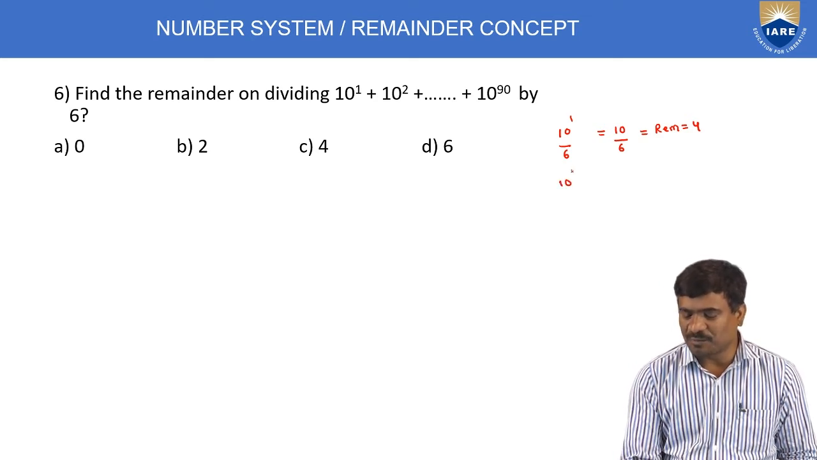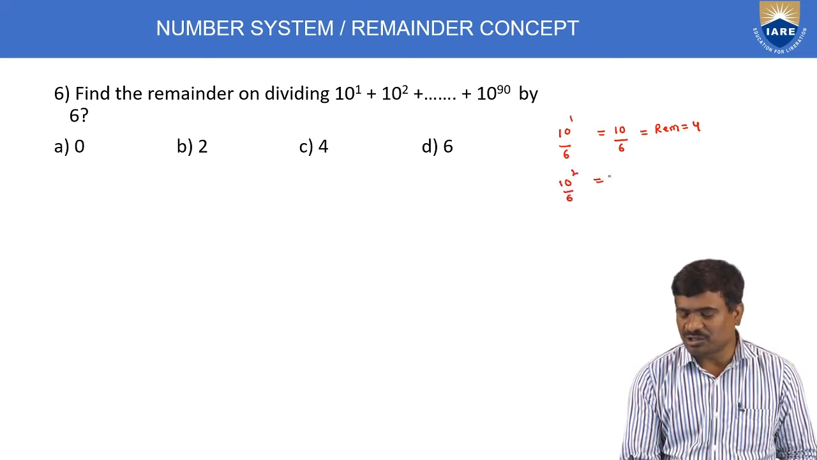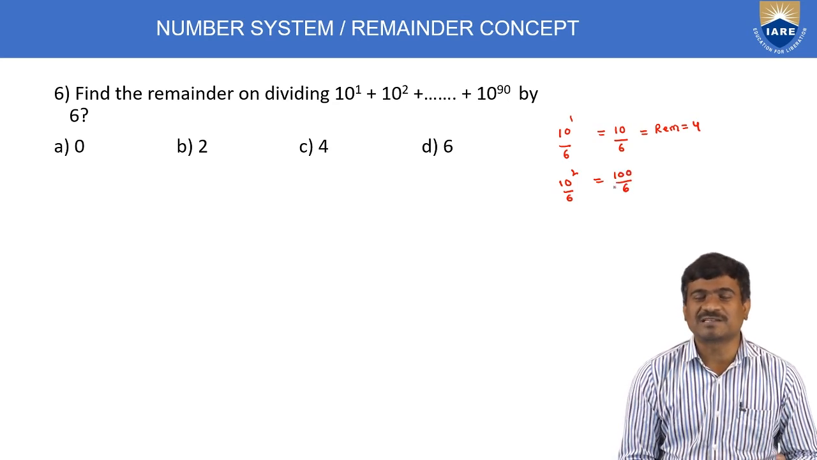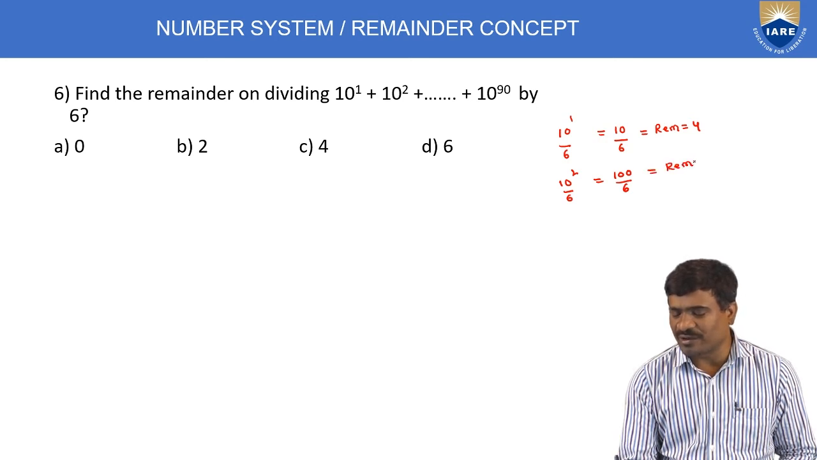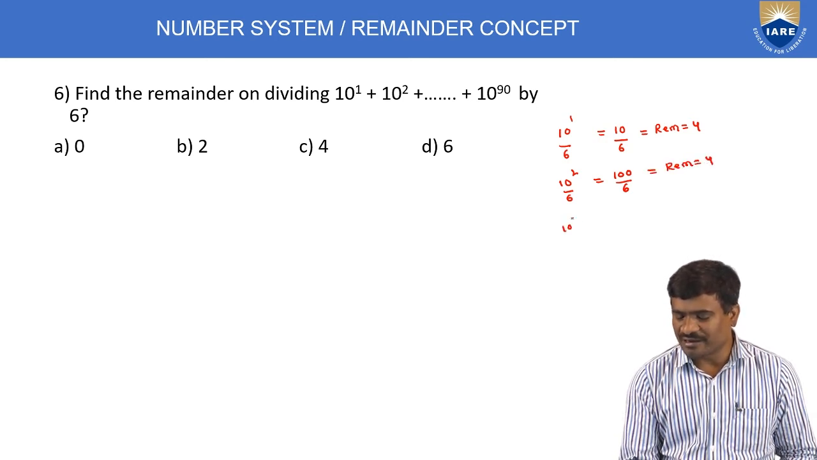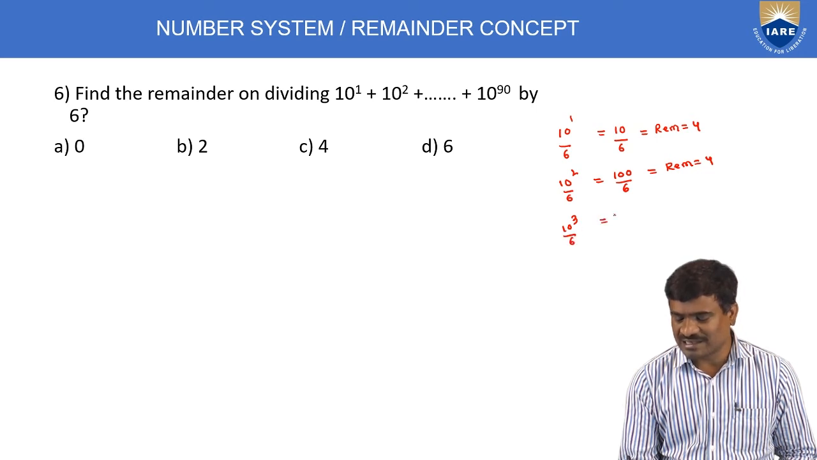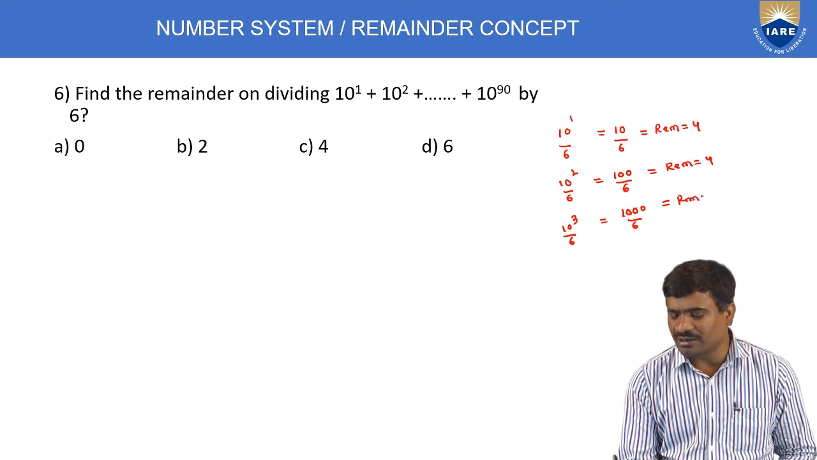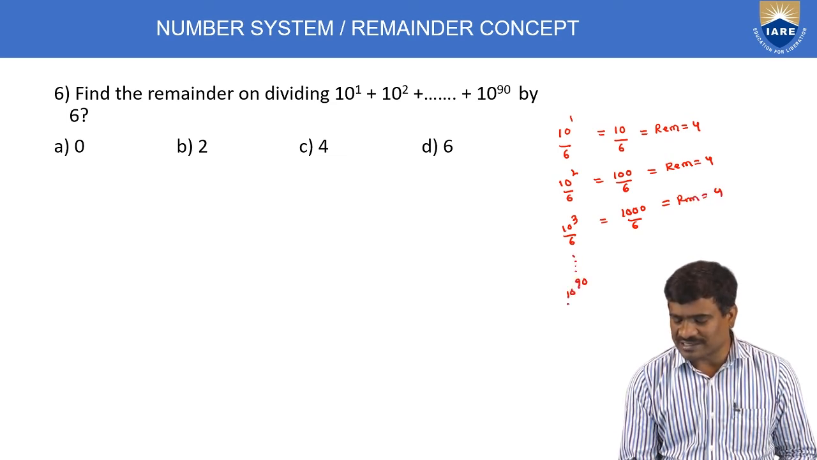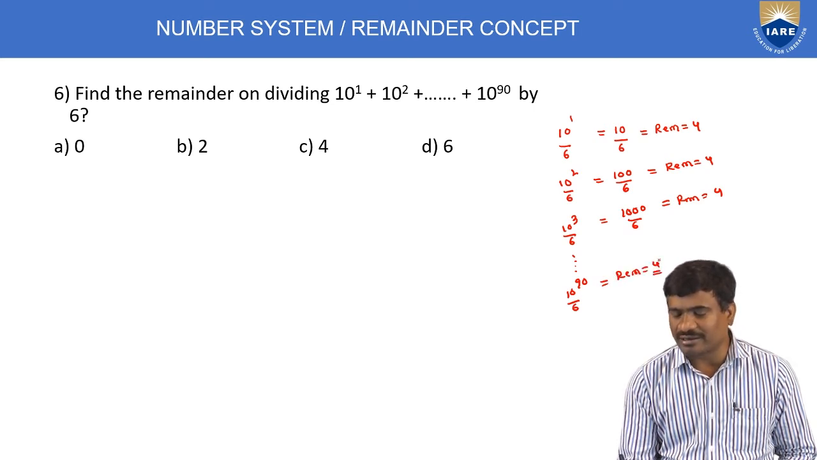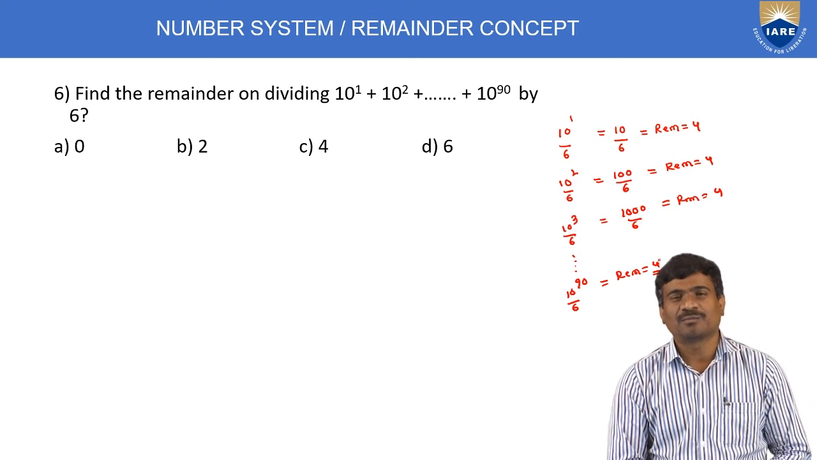Similarly, 10 to the power of 2 by 6: 10 to the power of 2 is 100, 100 by 6, 6 into 16, 96. Remainder only 4. Similarly, 10 to the power of 3 by 6 is equal to 1000 by 6. Again, remainder only 4, and so on. 10 to the power of 90 by 6 also has remainder only 4. This is the 10 and 6 remainder property.